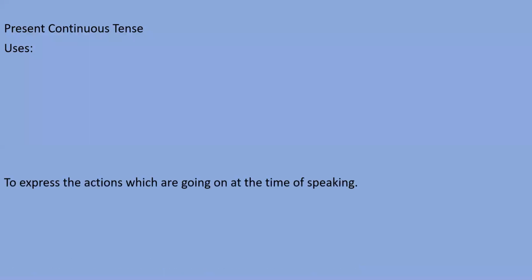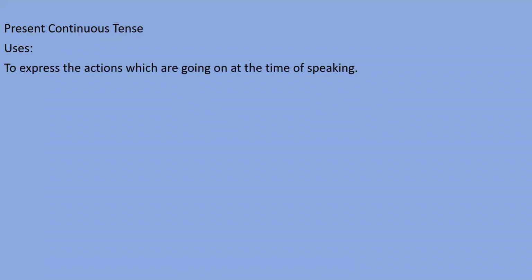So now we need to understand our next tense, that is present continuous tense. Okay. So let's start. Now please put down your hand. Everyone please put down your hand, because now we have come to the next tense, present continuous tense. So let's understand this. First of all, we will understand the uses of present continuous tense: to express the actions which are going on at the time of speaking. So whenever, dear students, we want to express those actions which are going on at the time of speaking, we should use present continuous tense, right?